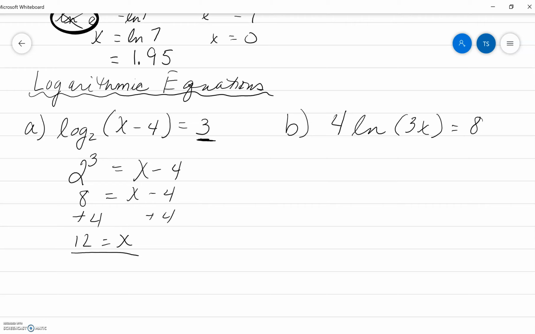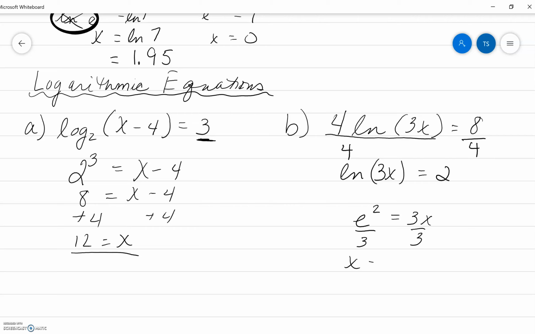Easy peasy. Next one, we look at this. I've got 4 times the natural log of 3x equals 8. First thing I'm going to do is divide by the 4. I want to make sure that that natural log is all by itself. So I've got the natural log of 3x equals 2. Now you're going to switch to exponential form. So the natural log, the base is e. So I grab the base, e to the second power equals 3x. Divide by 3. x equals e to the second power divided by 3.